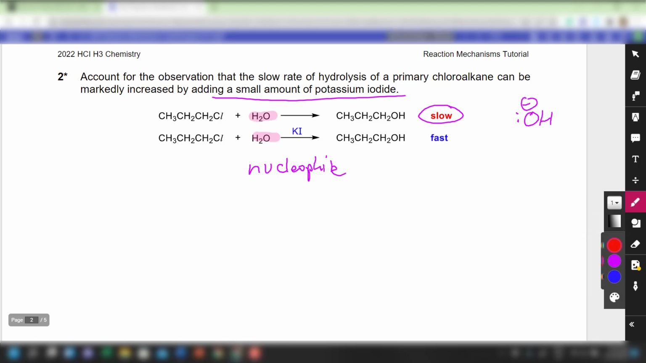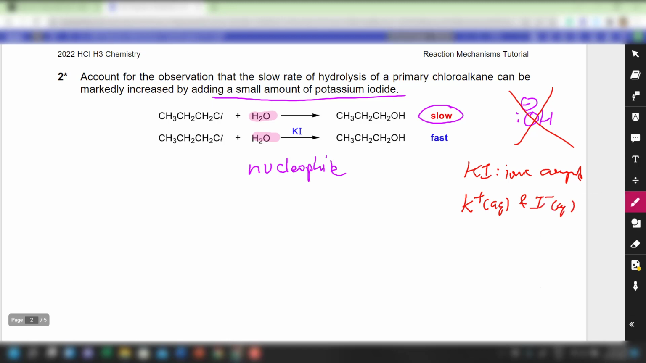Take note that this is incorrect, because how can I generate hydroxide between H2O and, say, KI? Remember that KI is an ionic compound. In aqueous medium, what you're going to have is simply K+ (aq) and I- (aq), which is iodide. Iodide, being the conjugate base of a very strong acid, HI, will never be able to generate OH- when it reacts with water. In fact, I- will simply be solvated by water, but it will not undergo hydrolysis with water.